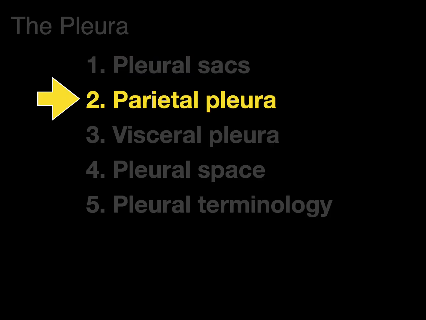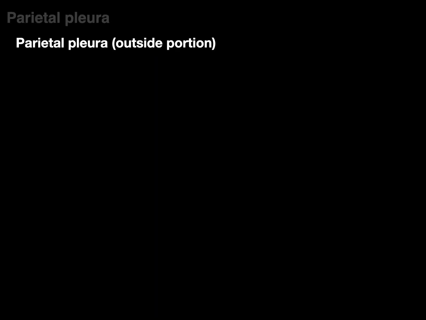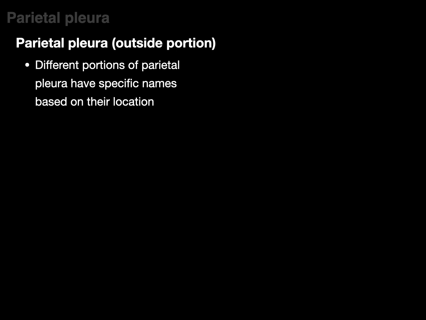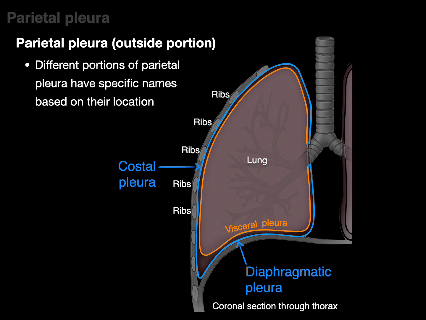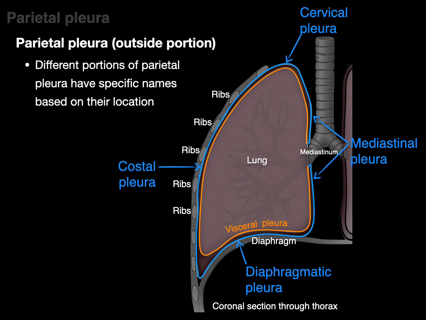Okay, let's talk about parietal pleura next. The parietal pleura is the outside portion, and the different portions of parietal pleura have specific names based on their location. The costal pleura, costal for ribs, is the part of the parietal pleura on the inside of the ribs. Diaphragmatic pleura is on top of the diaphragm. Mediastinal pleura is right by the posterior and middle mediastinum. And the cervical pleura, cervical for neck, goes up above the clavicle.